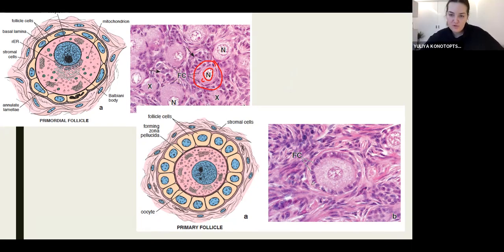So here, which follicle is this? Primary follicle, because what is the shape of the follicular cells? Cuboidal. This is simple cuboidal epithelium. So technically this stage is the first stage of the primary follicle. Don't forget, the second stage is when these simple cuboidal follicular cells become stratified cuboidal follicular cells.